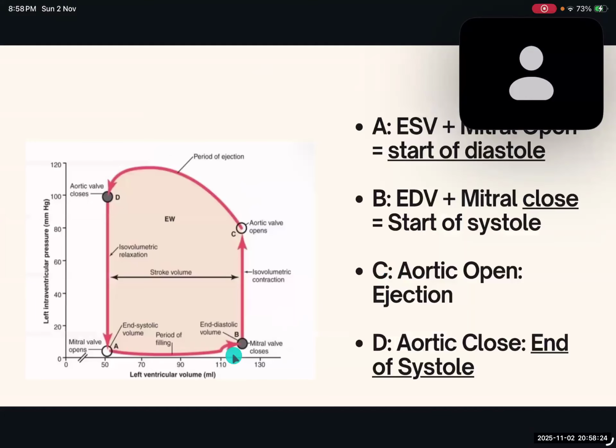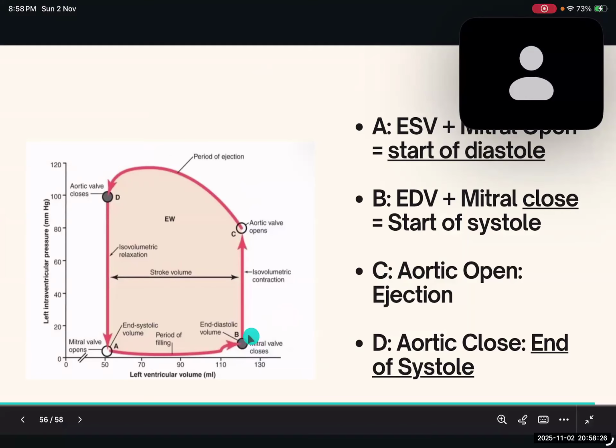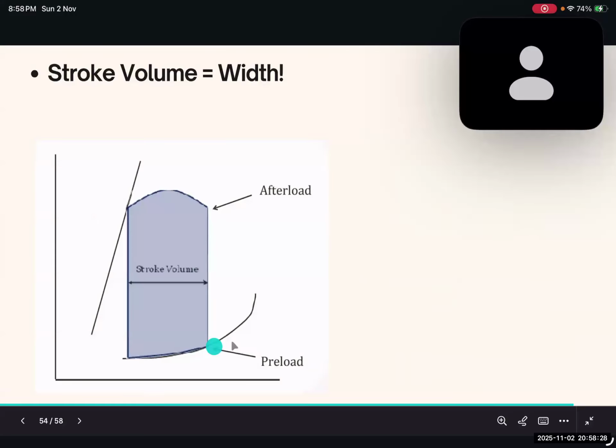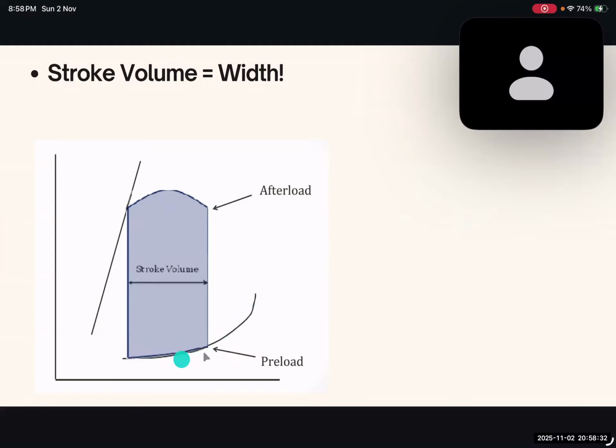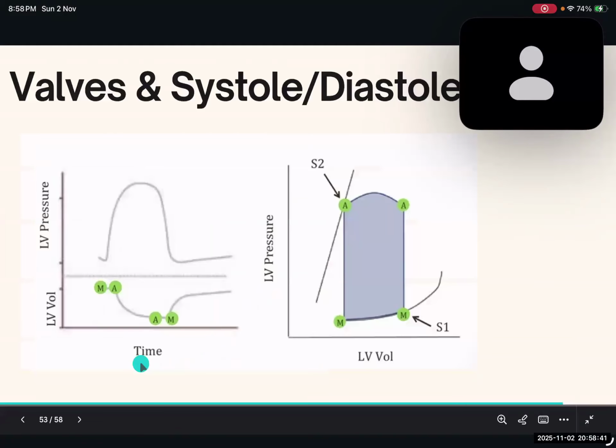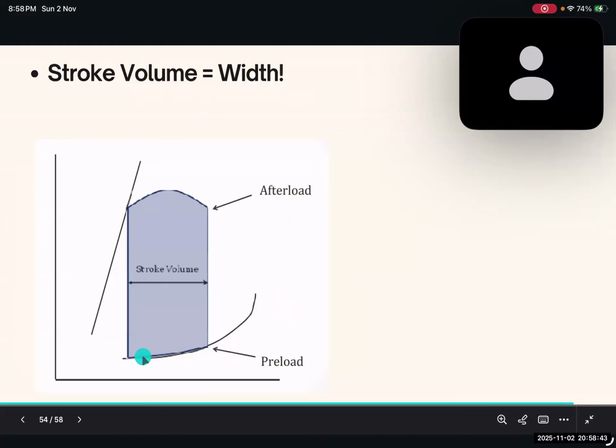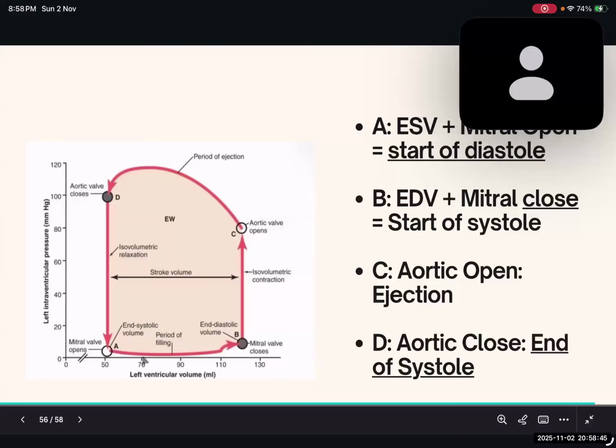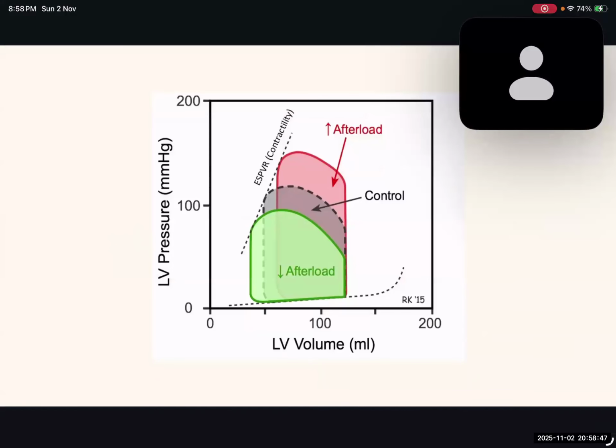Now, if you recall, the end diastolic volume indicates the preload, right? It dictates what the preload is. So this line right here, the more blood I put in, the higher the stretch. So if it's over here, that means I have higher preload and a higher end diastolic volume. If this point is more to the left at a lower volume, that means the preload is less. There's less stretch on the heart, thus leading to a lower preload.